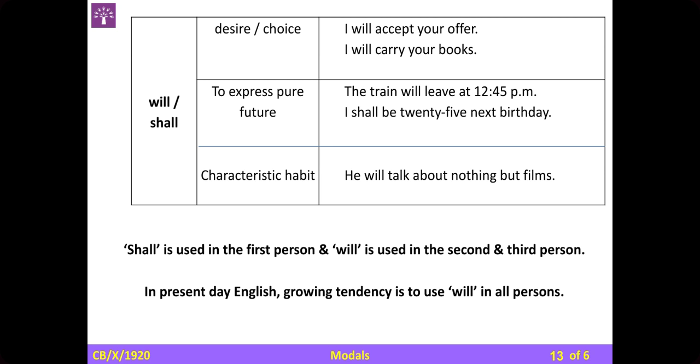They also express characteristic habit. For example, he will talk about nothing but films. Maybe a particular habit of somebody. So that also can be expressed by using will or shall. Shall is used in the first person and will is used in the second and third person. This is the basic information about them, and you all know this, I'm very sure. But in present day English, in modern day English, the tendency of the people, even native speakers, is to use will in all persons, whether it's first, second, or third person.